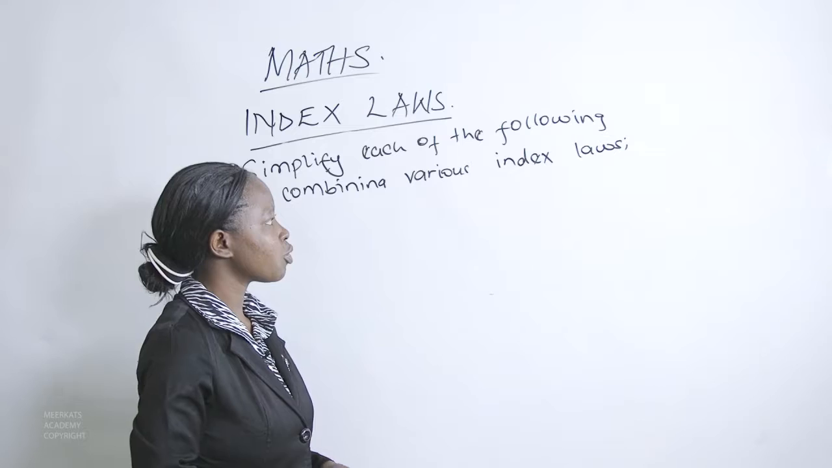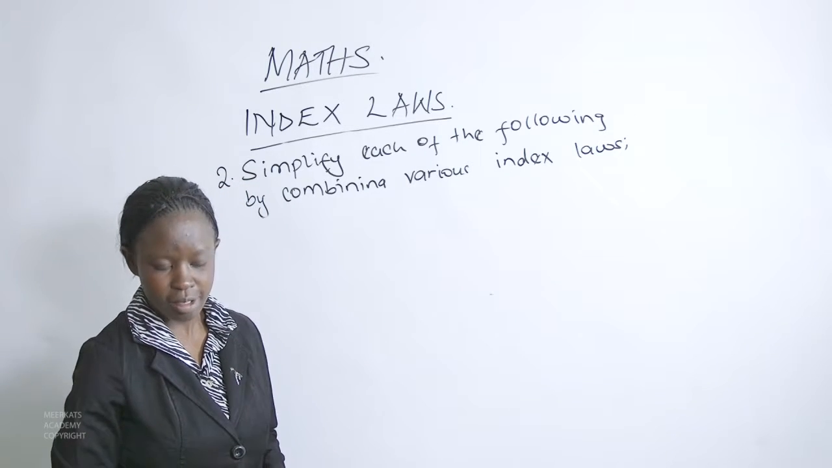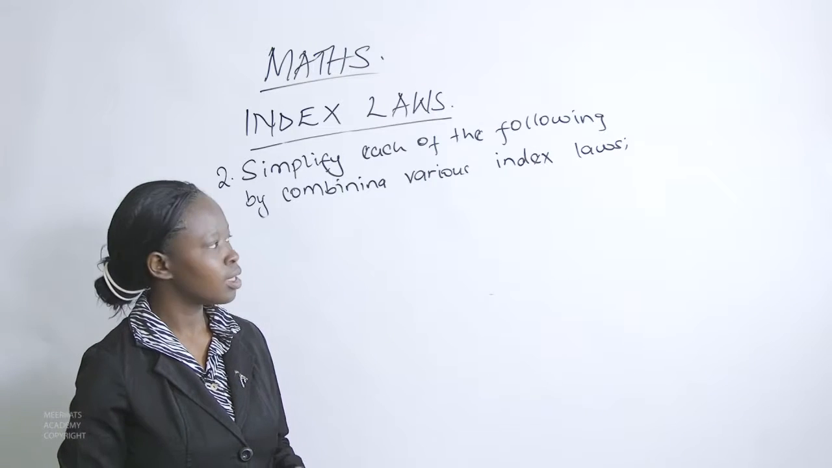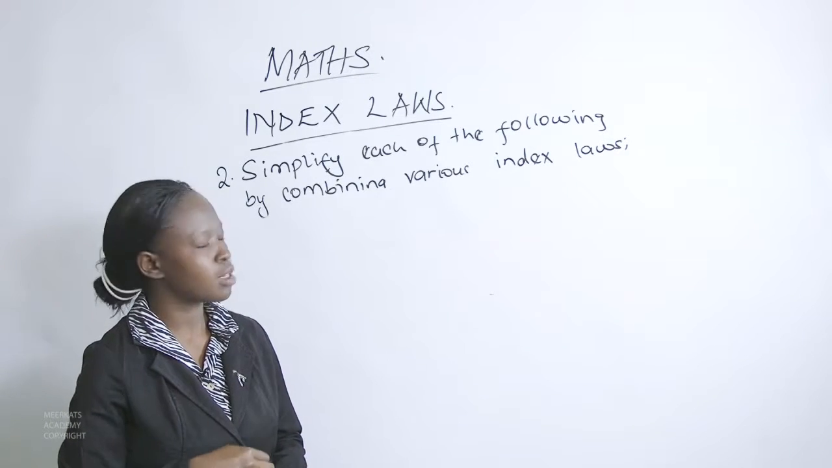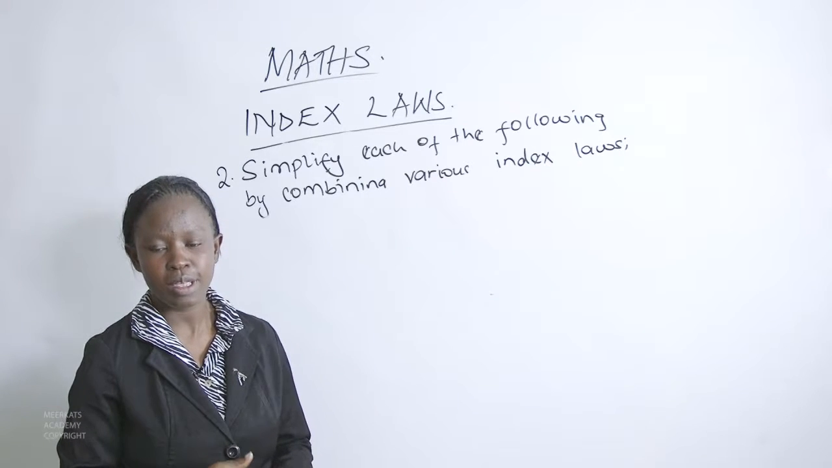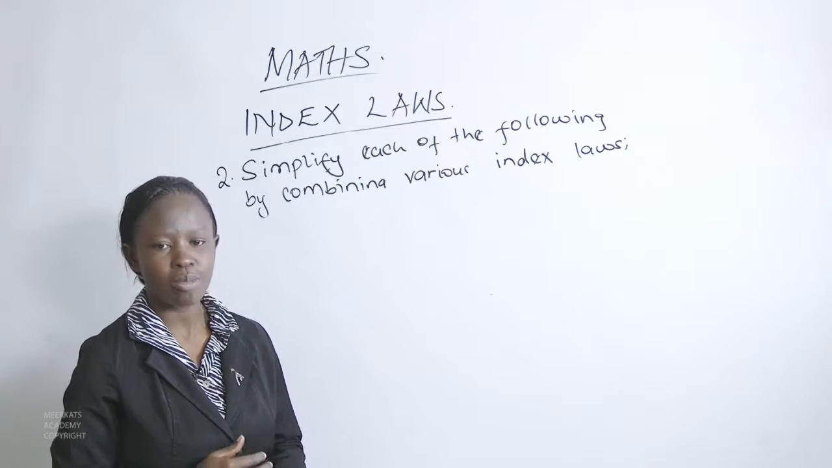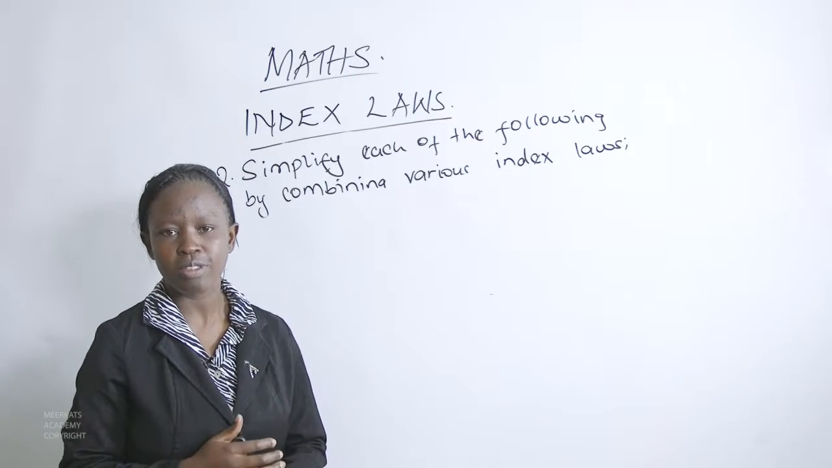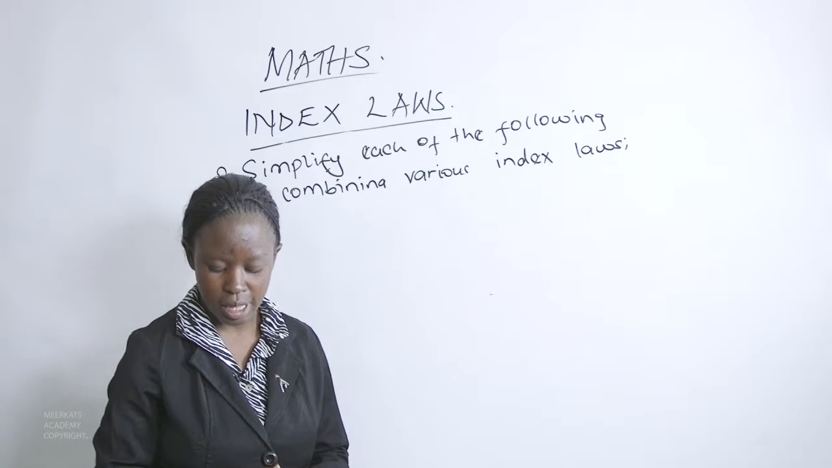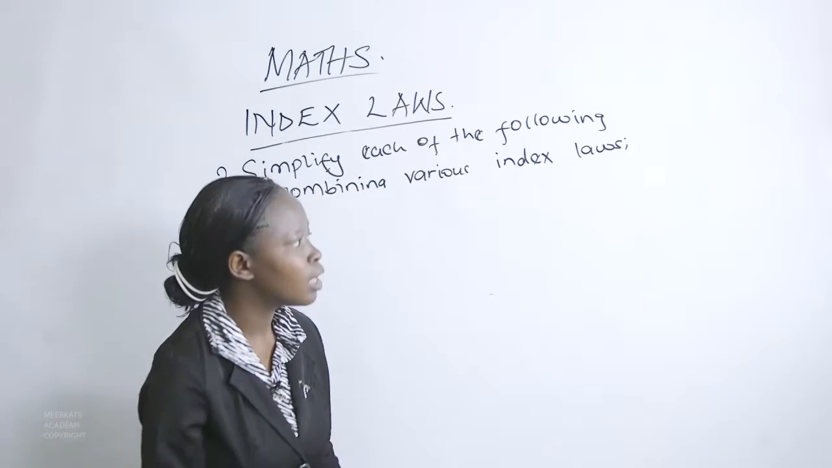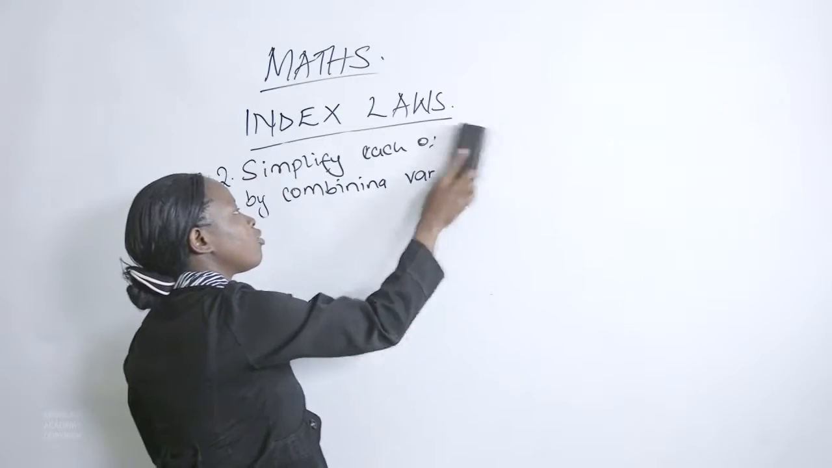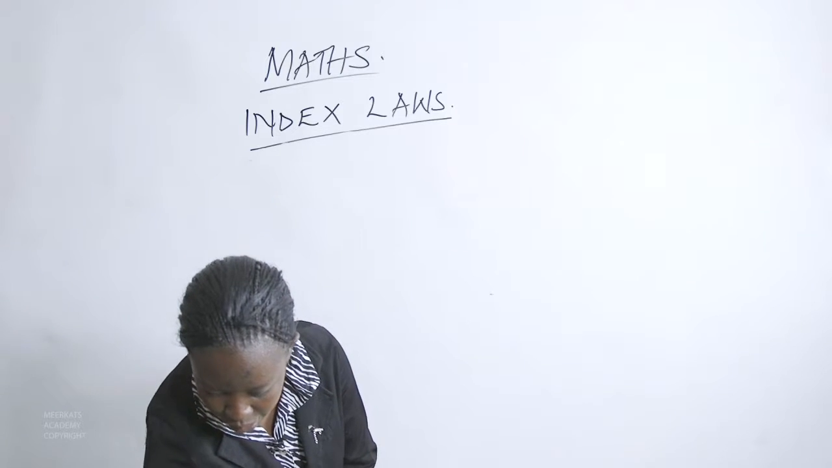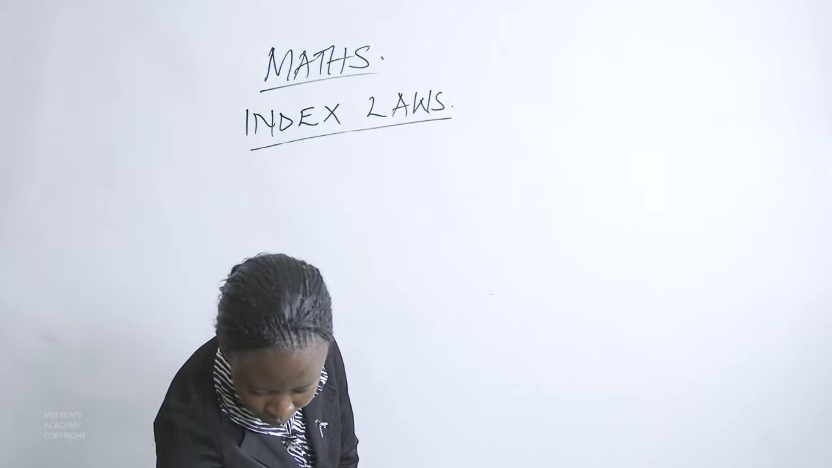There are some situations whereby you are asked to simplify the index numbers, but you discover that the numbers are not to the same base, but they can be expressed to the same base. So what does it mean? You are required first to change the numbers to the same base before you go ahead and simplify. Let us look at a few cases whereby we need to change the bases of our numbers before we simplify.